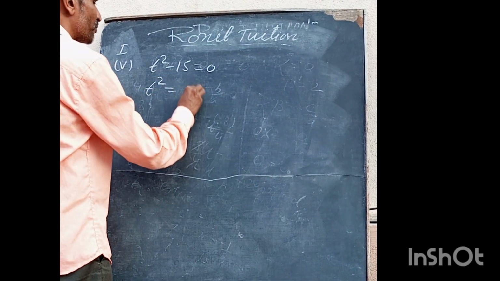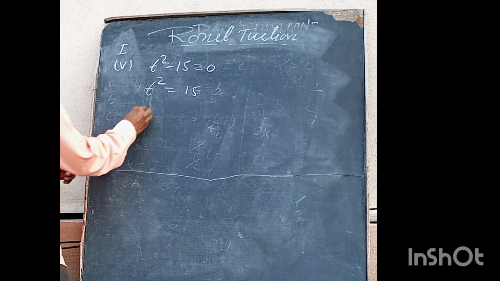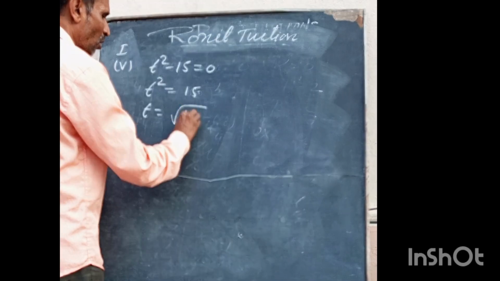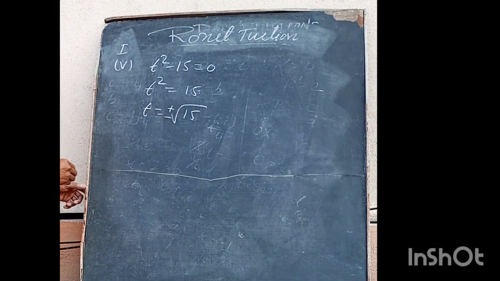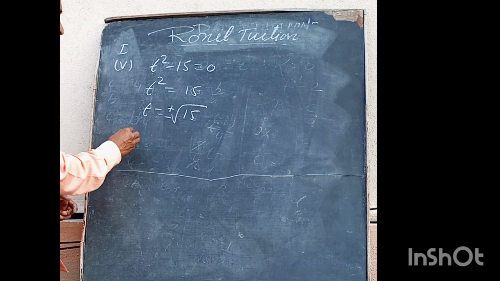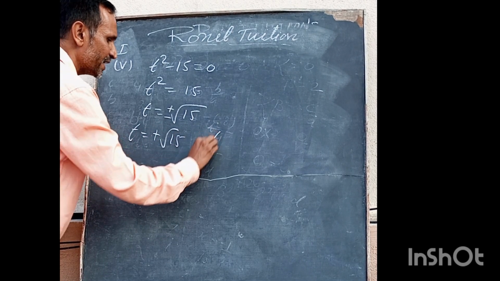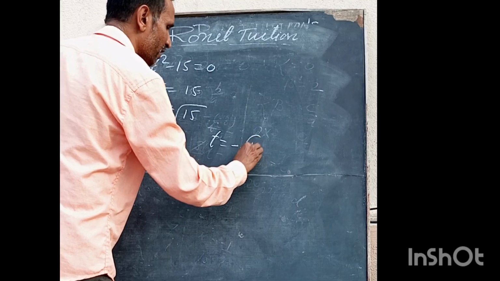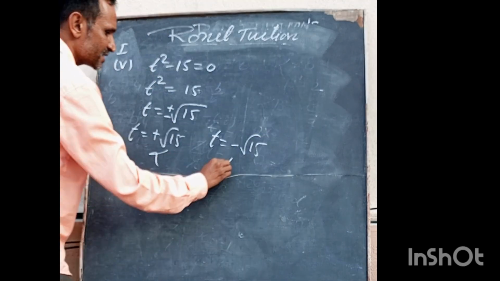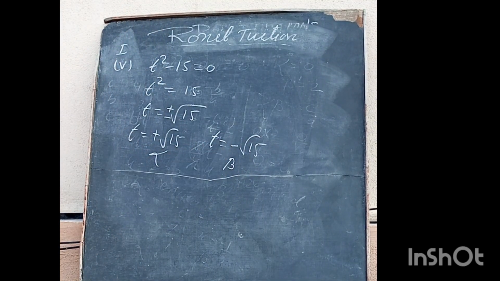t square is equal to 15. This will go to that side. So t is equal to what we got? Root 15, and when taking the root, we write plus and minus. So t is equal to plus root 15, and t is equal to minus root 15. This is called alpha and this is called beta. Now we are going to find the relationship.